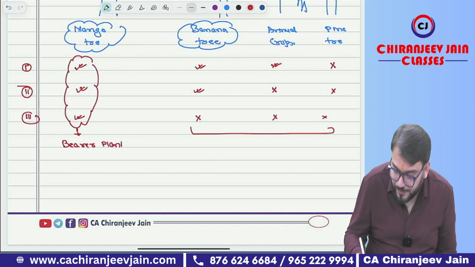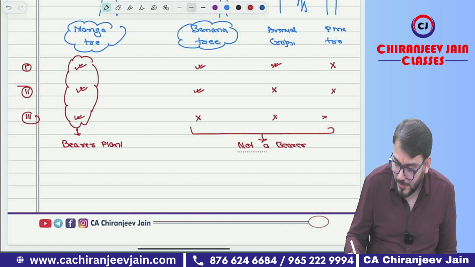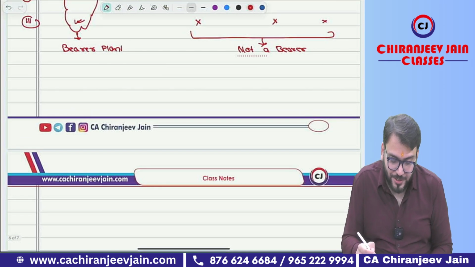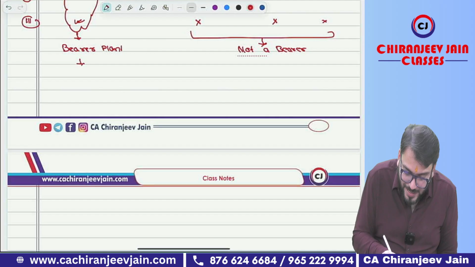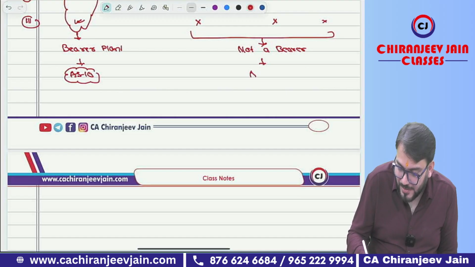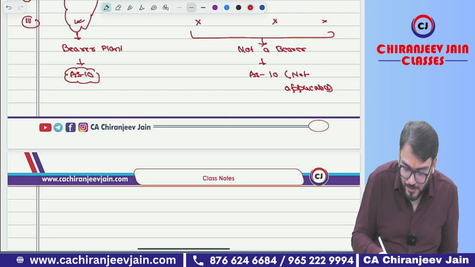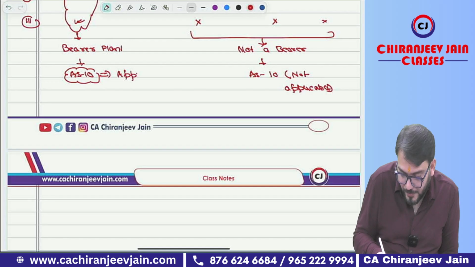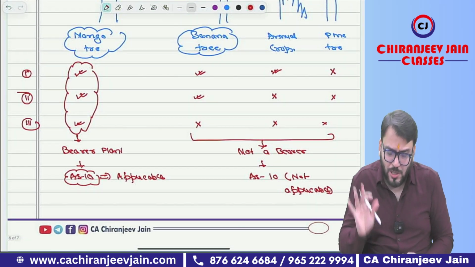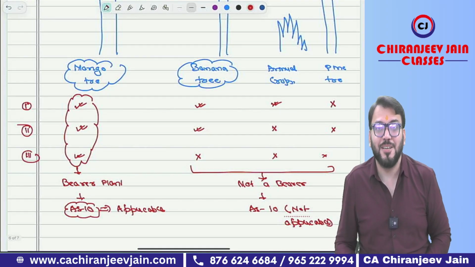And these all are not a bearer plant. Not a bearer plant. Are you getting? Are you getting or not? It means for this AS10 will be applicable, but for this AS10 not applicable. Not applicable. For this AS10 applicable. I think you are able to understand what is the meaning of bearer plant.